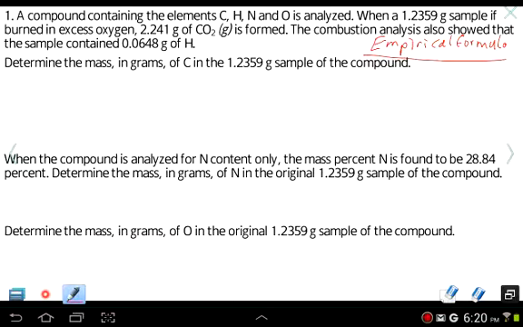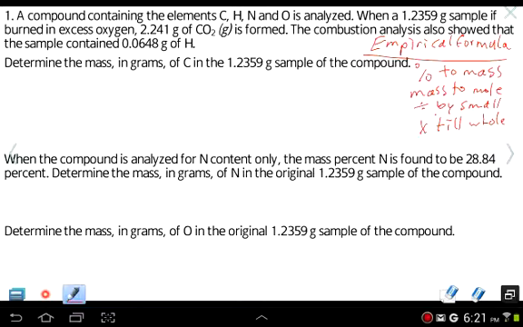So we'll be using the poem for the empirical formula that we reviewed last time: percent to mass, mass to mole, divide by small, and then multiply till whole. So let's take a look at what we've got here.